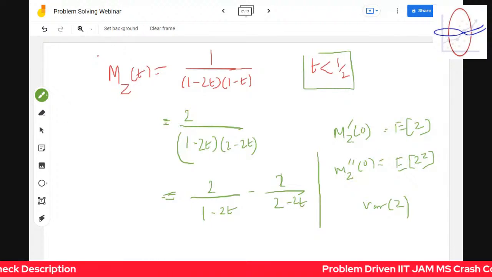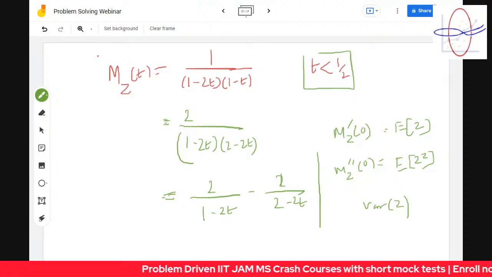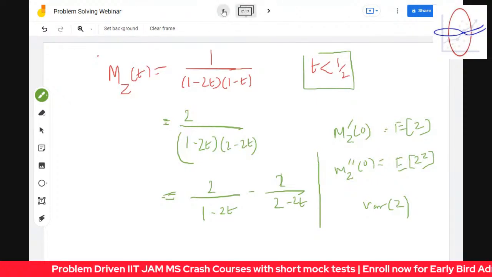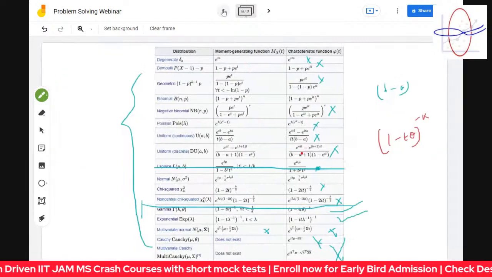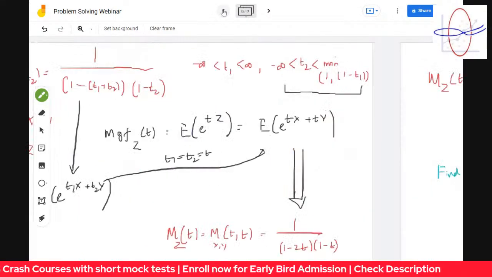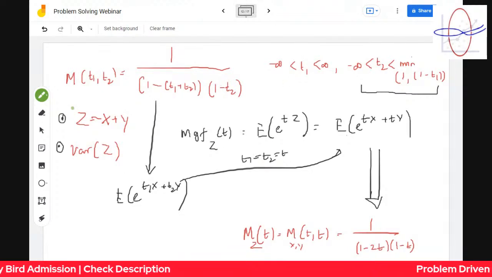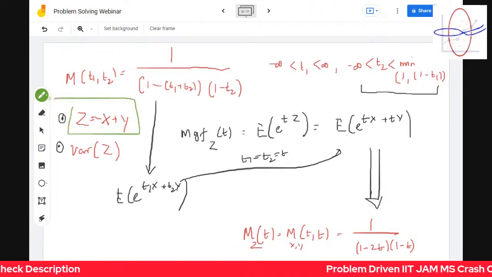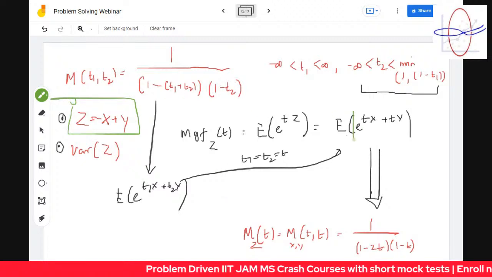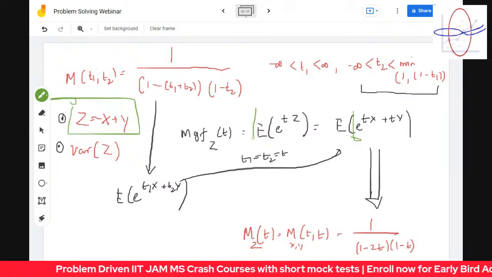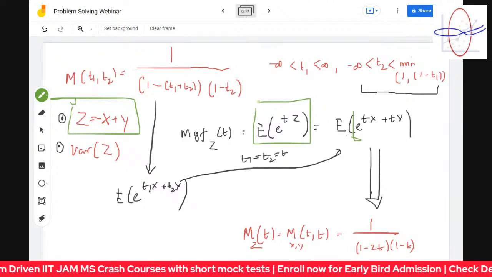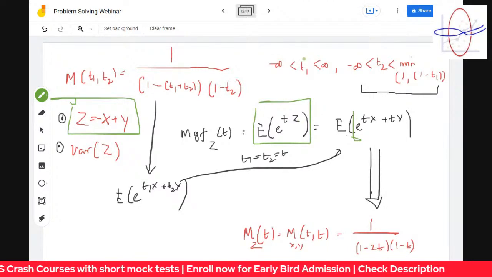Sir, I didn't get the part at the start where you substituted t1 equal to t2 equal to t. We need to find Z is equal to X plus Y. So, did you substitute according to the condition, or is it a general type of substitution? No, understand. We need to find out the MGF of Z, right? Z is equal to X plus Y. That means you need to find out expectation e to the power tZ, right? Okay, sir, got it.